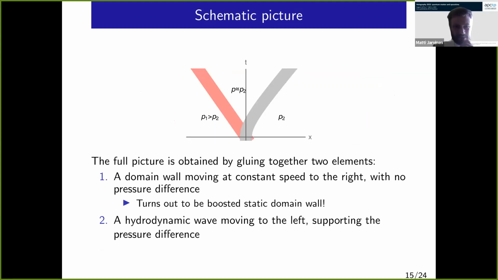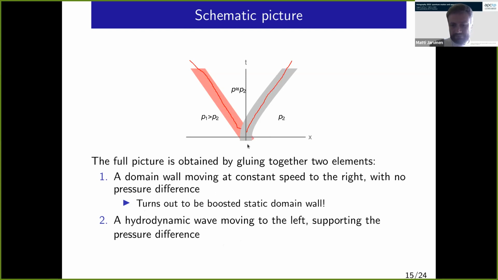And so the schematic picture of what happens can be obtained. So the full picture can be obtained by gluing together two elements. So there is this domain wall moving to the right, and there is no pressure difference. And this domain wall just turns out to be pretty much exactly the static domain wall boosted to a finite velocity. And then there is this hydrodynamic wave moving to the left, and this supports the pressure difference. So this is what we got from the simulations.